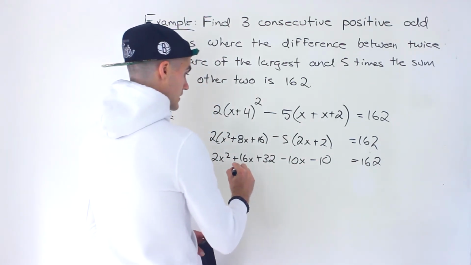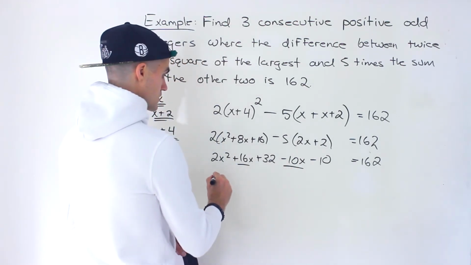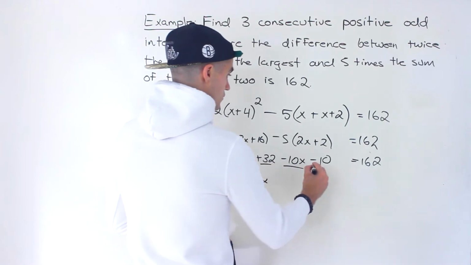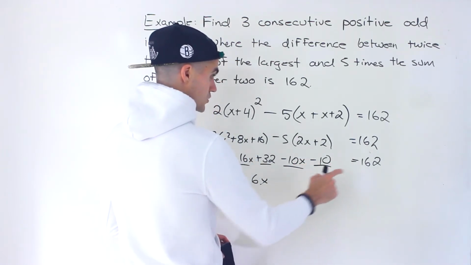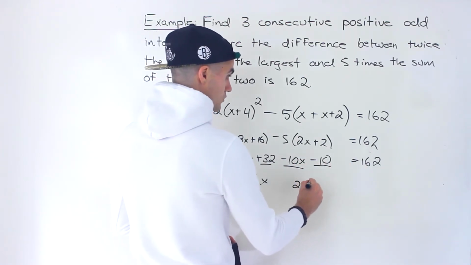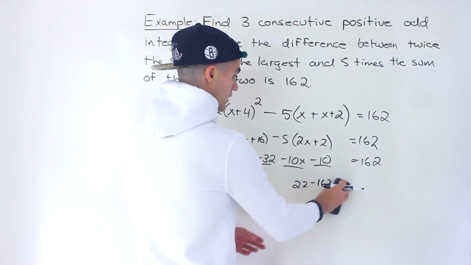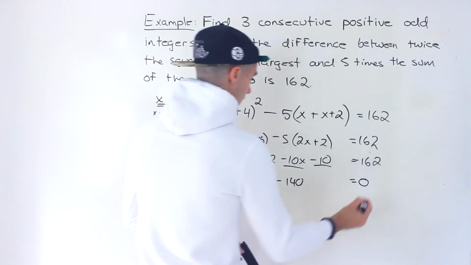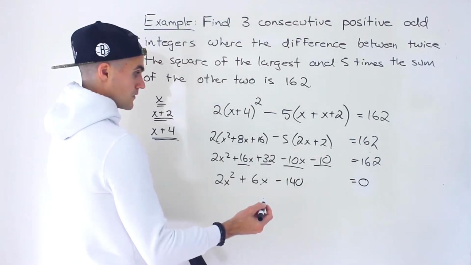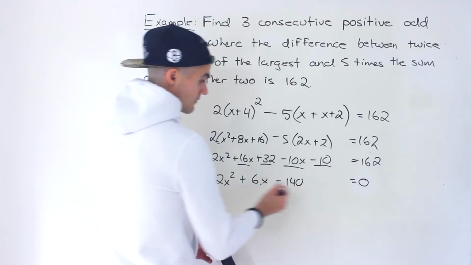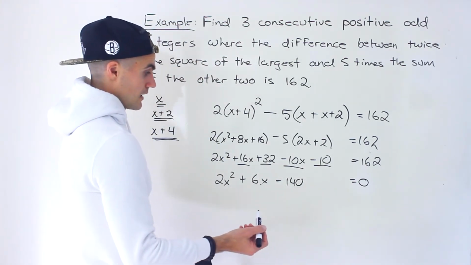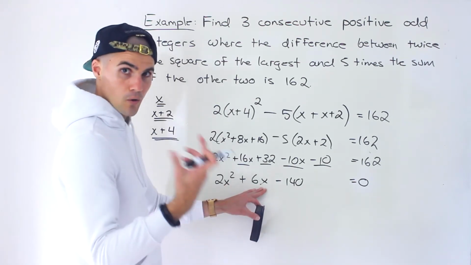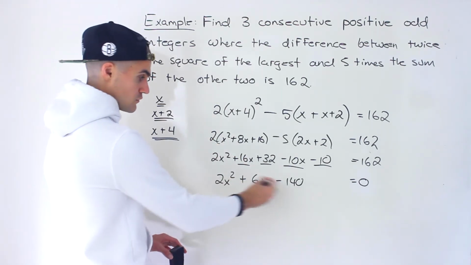So notice that the 16x minus the 10x, those are like terms, which would give us 6x. Then we got 32 minus 10, which would give us 22. When we bring this over, 22 minus 162 would give us minus 140. And that's going to equal 0. And then notice we just have a quadratic equation to solve here. Now you can solve this with the quadratic formula if you want. We're solving for integers though, so we know x should be an integer, so it should factor smoothly.